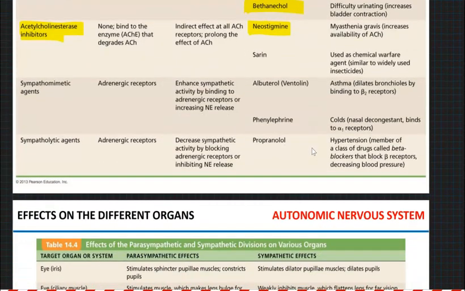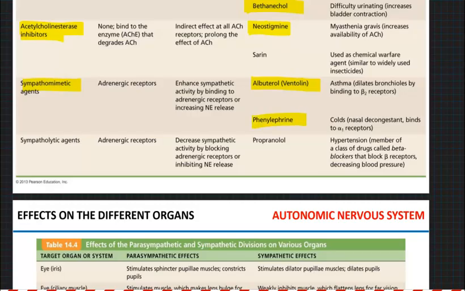Now, sympathetic system. Now we introduce the term of sympathomimetics and sympatholytics. So sympathomimetic agents act on, stimulate the receptors, right? Agonists of adrenergic receptors. Albuterol. Those of you who have asthma know what I'm talking about.